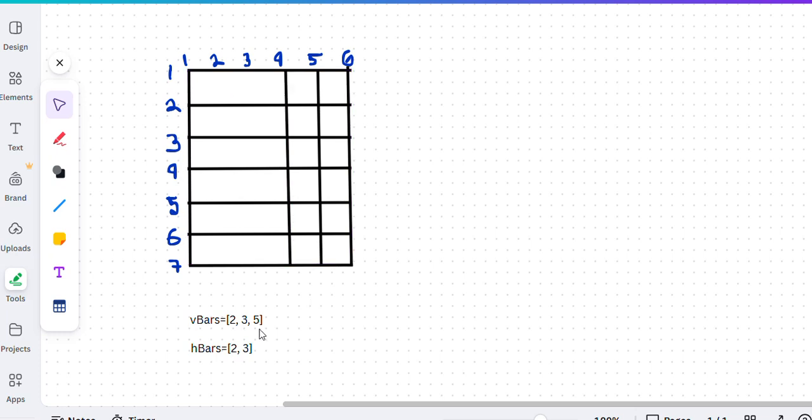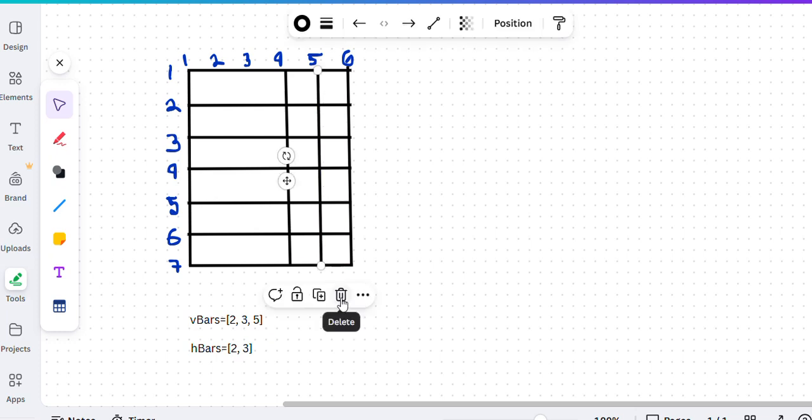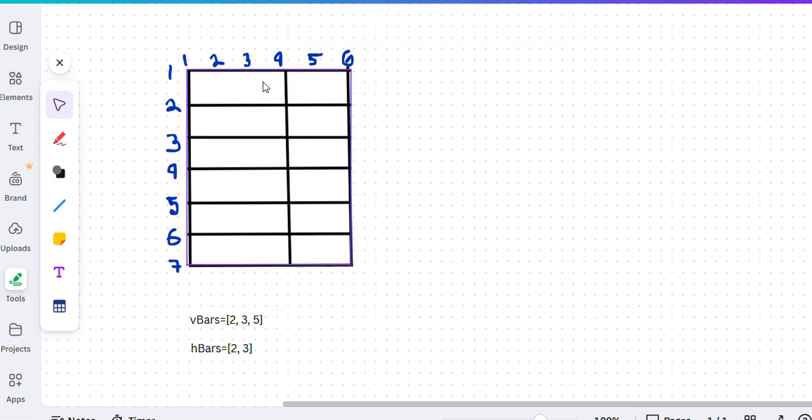Now if we try to remove the vertical bar 5 that is present here, is there an effect on the cell that has the maximum area till now? No, because 5 is not consecutive. If we remove the 4 vertical line or bar, then the area or the width will increase. But if it is not consecutive, it doesn't affect.